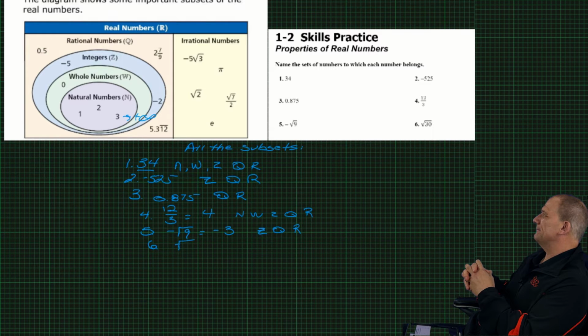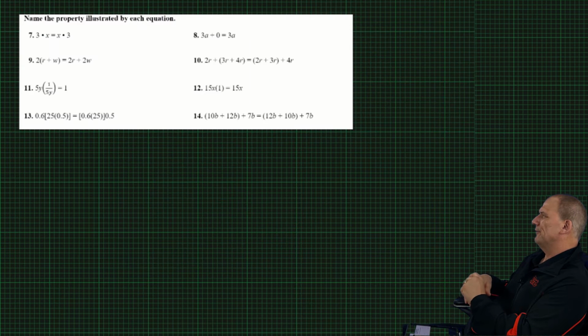Number 6. The square root of 30. Well, once again, use your calculators, simplify it. Obviously, it's going to be a positive number. So it's going to be natural, whole, it's going to be an integer, it's going to be real, and it's going to be rational.